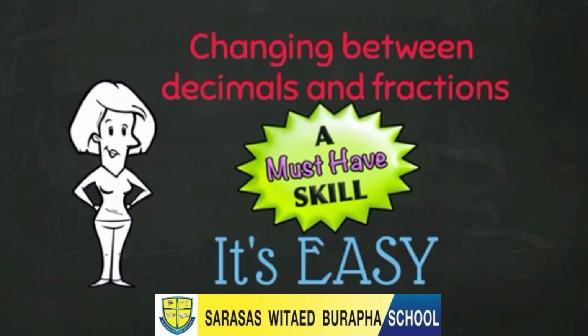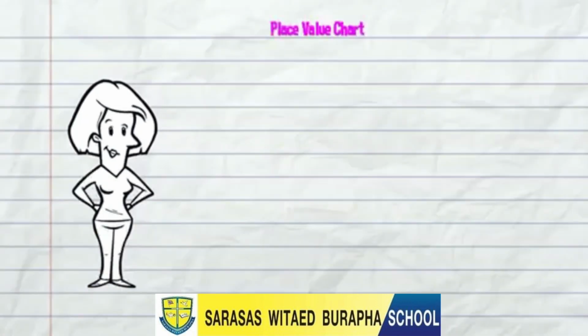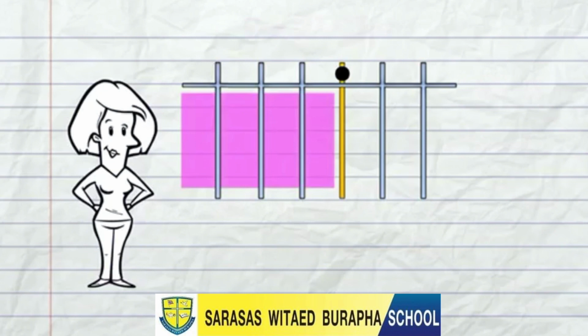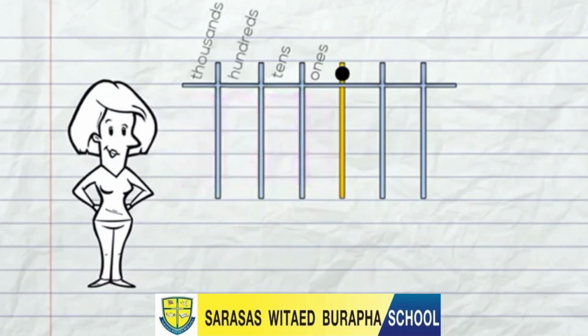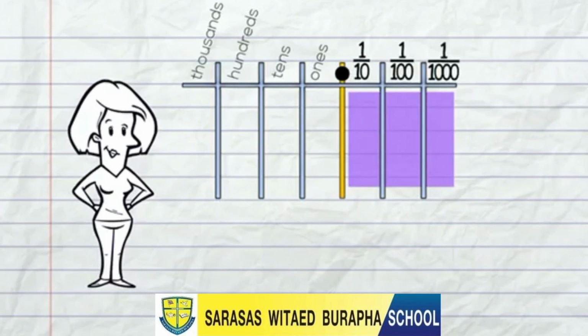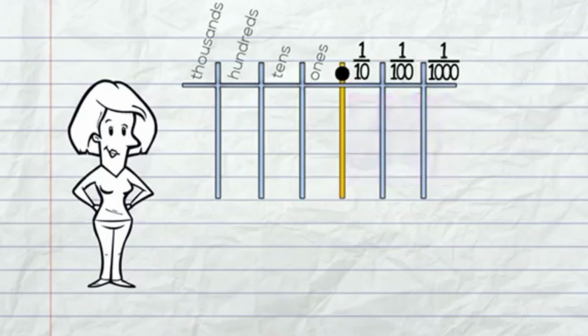We use our place value knowledge. Here's a place value chart. The decimal point goes here. On the left of the decimal is where we put our whole numbers. And on the right of the decimal is where we've got our fractional parts. The first column is tenths, then we've got hundredths and thousandths and so on.